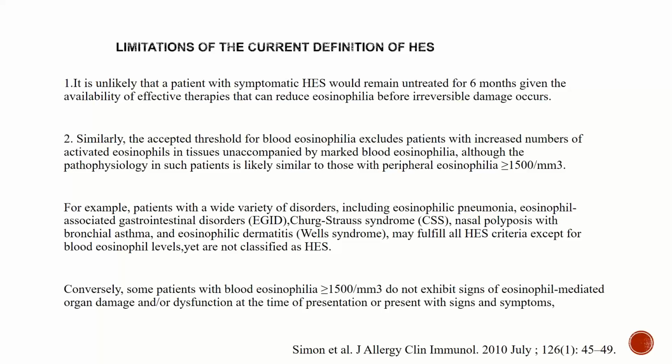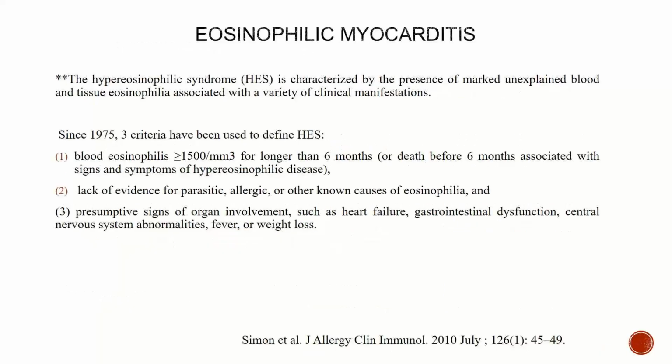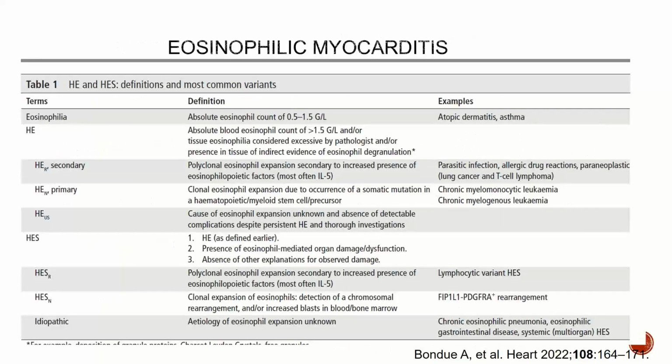On the other hand, some patients have blood eosinophilia of more than 1,500, but they do not exhibit any signs of eosinophil-mediated organ damage. So the definition should always involve a tissue. So either a blood eosinophil count of more than 1,500 or tissue eosinophilia as assessed by a pathologist. So doing a biopsy and looking for eosinophilia.